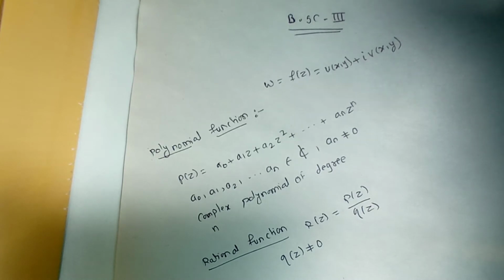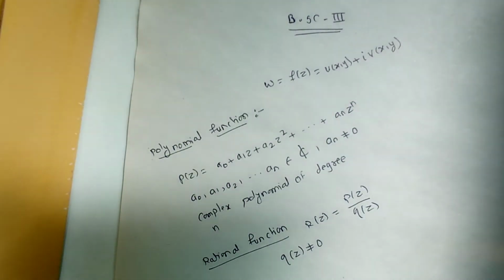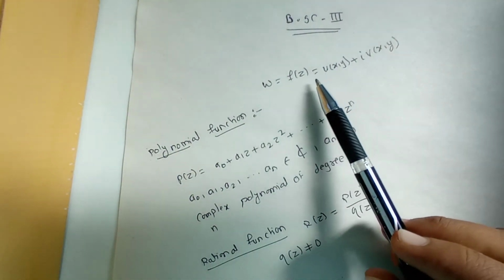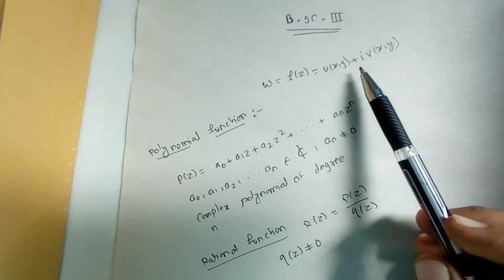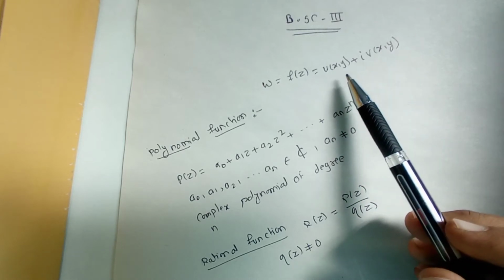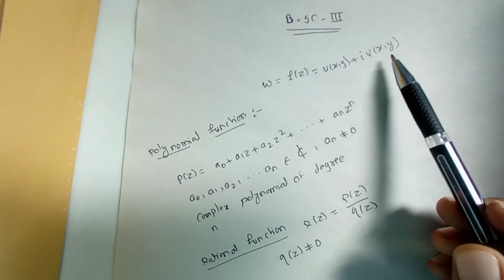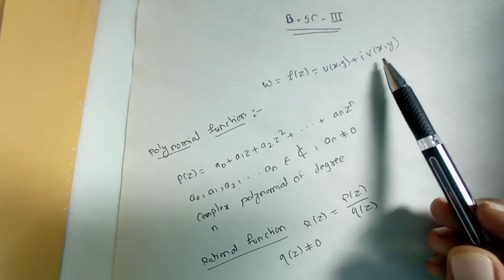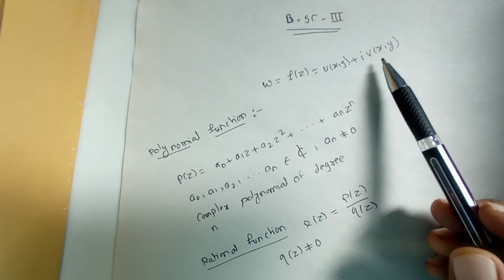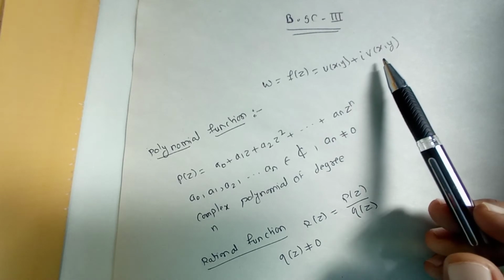So yesterday we discussed what is meant by complex valued functions. It is generally denoted by w = f(z) = u(x,y) + i v(x,y), where u(x,y) is a real valued function from R² to R, and this is the imaginary part of the complex valued function, and v is the real valued function from R² to R.